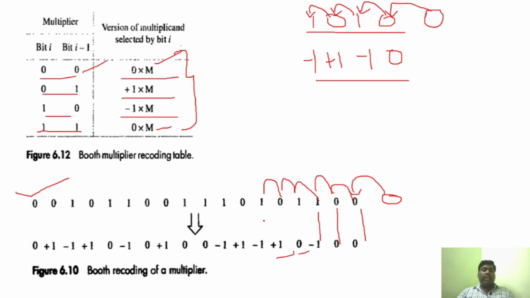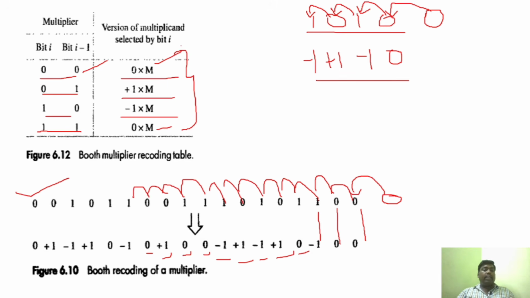And 0 to 1, it is negative 1. And 1 to 0, positive 1. 0 to 1, it's negative 1. 1 to 1, 0, right? And again 1 to 1, it's 0, right? And 1 to 0, it is positive 1. And 0 to 0, 0, right?